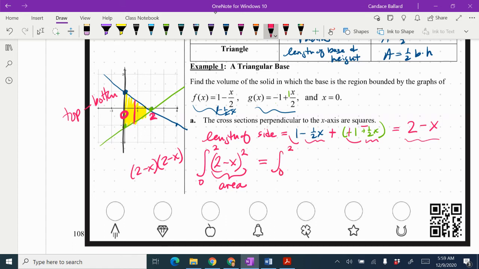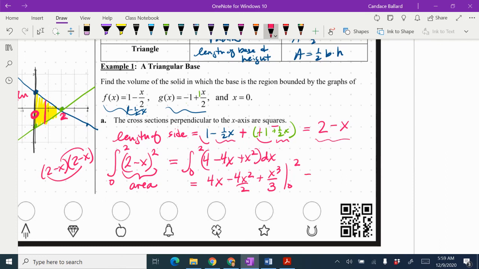So I'm integrating from 0 to 2 of 4, 2 times negative x is negative 2x, and I have that twice, so I get negative 4x. And negative x times negative x is x squared, and then dx. When we integrate 4, we get 4x. When we integrate negative 4x, we get negative 4x squared over 2. And when we integrate x squared, we get x cubed over 3, and we're going from 0 to 2.